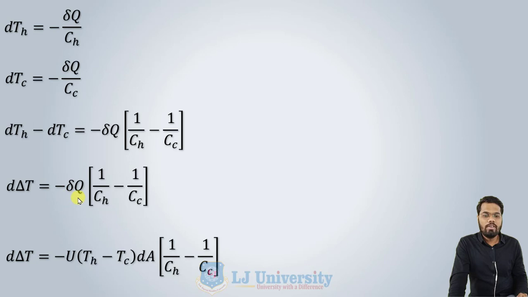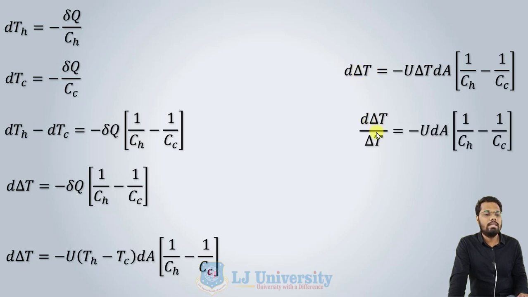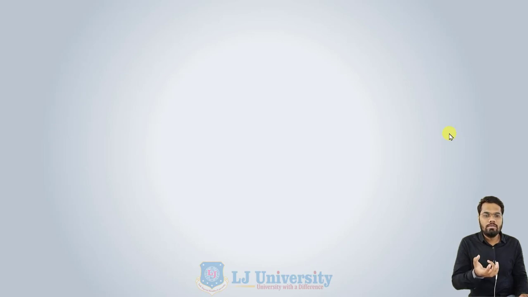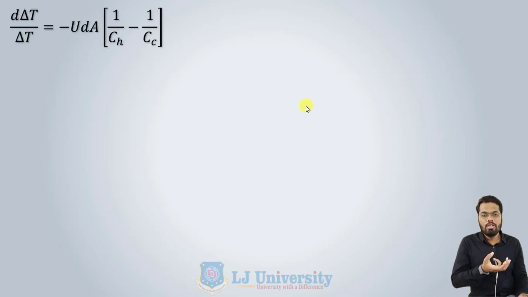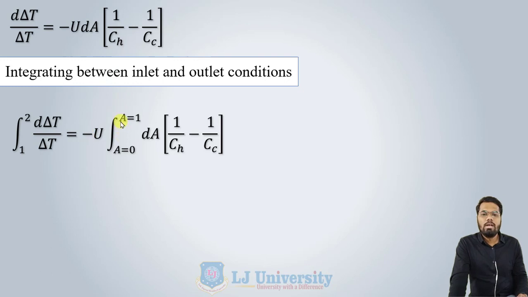Now, we know instead of del Q, we can write U (TH minus Tc) dA. This TH minus Tc can be written as delta T. Rearranging this equation, we will get d delta T divided by delta T is equal to minus U dA in bracket 1 upon CH minus 1 upon Cc. Now integrating this equation to get the equation for the total heat exchanger, putting the limits of inlet and outlet conditions, which are 1 and 2, and the limits for the area 0 to A.